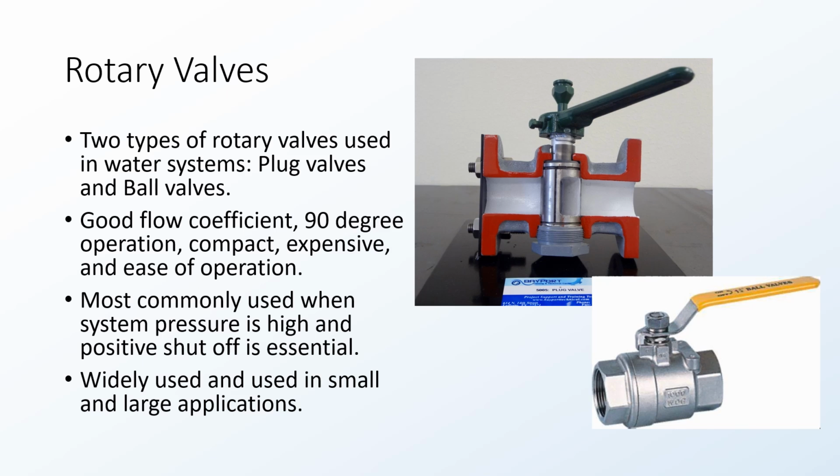Rotary type valves. These are nice. They're used throughout the water distribution system. They can be called either plug valves or ball valves, but they provide really good flows and they have a 90-degree operation. So for quick service or shutoff, you're typically going to find these in a meter box. We call them customer valves, and we provide these to the customer so they can shut the water off if they need to.